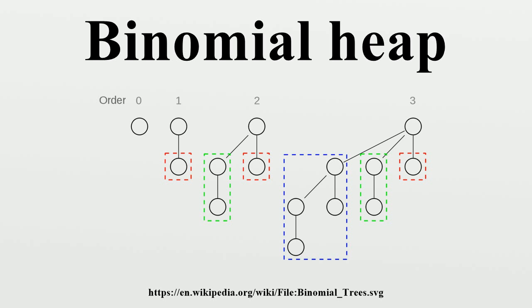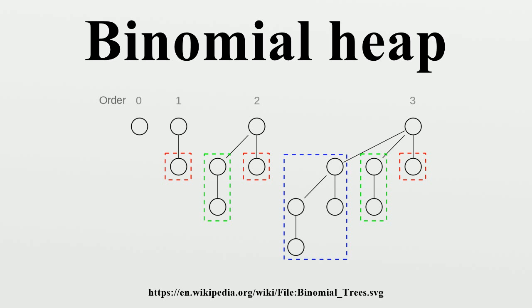Because of its unique structure, a binomial tree of order k can be constructed from two trees of order k-1 trivially by attaching one of them as the leftmost child of the root of the other tree. This feature is central to the merge operation of a binomial heap, which is its major advantage over other conventional heaps. The name comes from the shape. A binomial tree of order k has C(k,d) nodes at depth d.